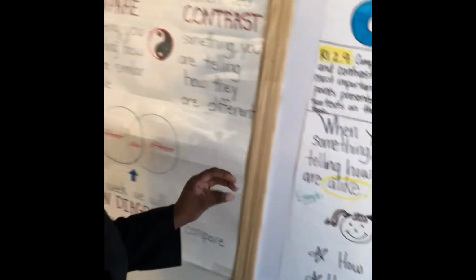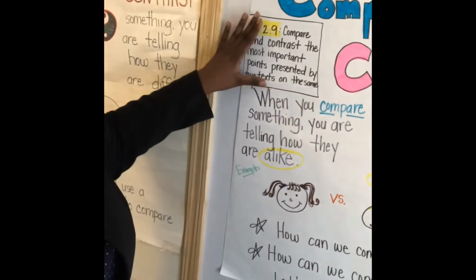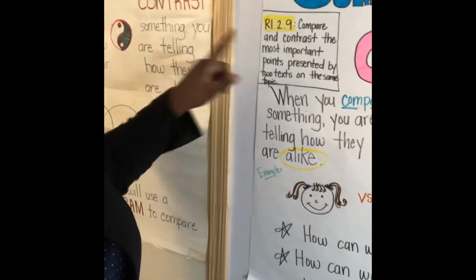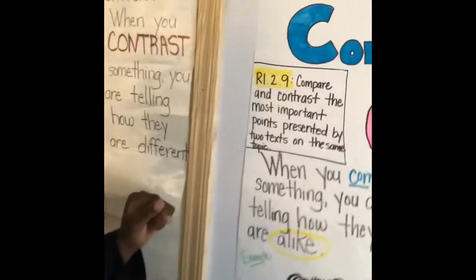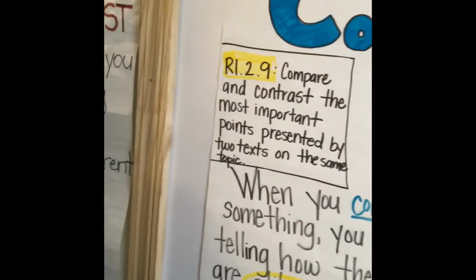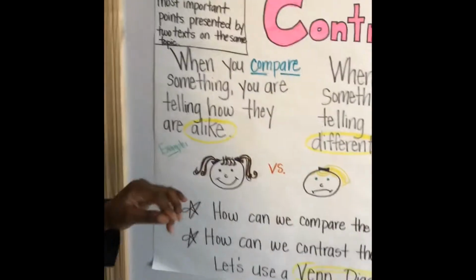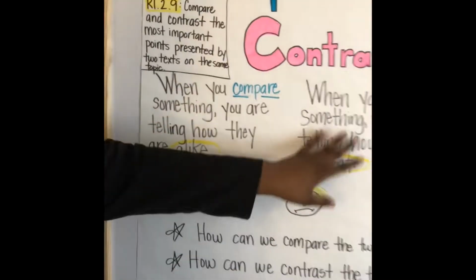Overall, my anchor charts will have the actual standard. Before I start my lesson, I will read off the actual standard with my students. The standard says to compare and contrast the most important points presented by two texts on the same topic. That is the gist of my lesson. My goal of saying that objective is for students to understand the purpose for doing our lesson. Then we will read together what comparing and contrasting is.